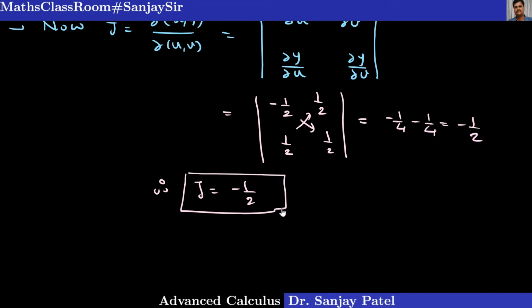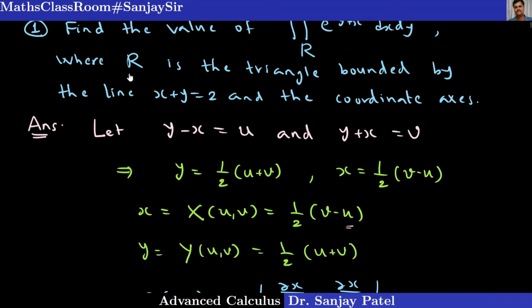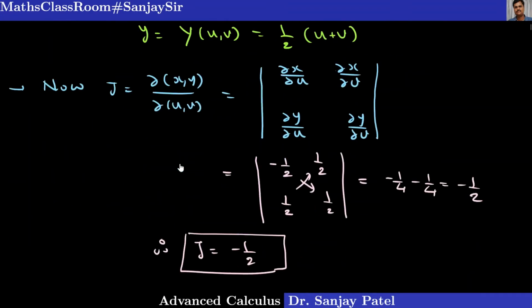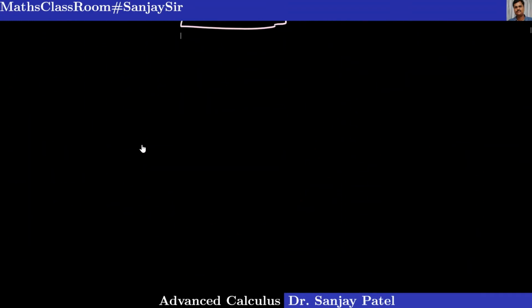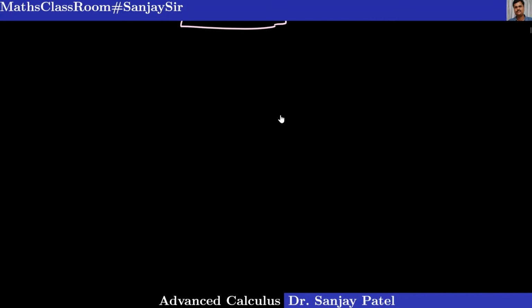Fine. Now let us concentrate on the given region of integration. This integral we want to evaluate over the triangle. This region R is a triangle in the xy plane, which is bounded by this line x plus y is equal to 2 and the two coordinate axes, that is x-axis and y-axis. So it is very easy to draw the figure. So let me first take say x-axis, y-axis, and then draw this figure.